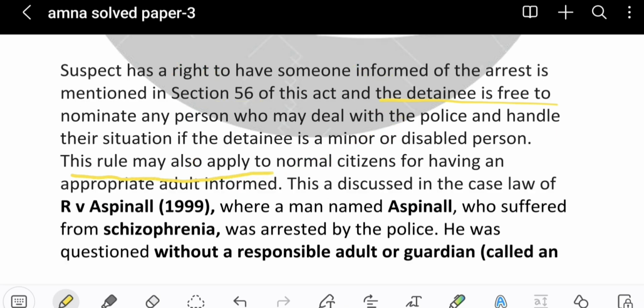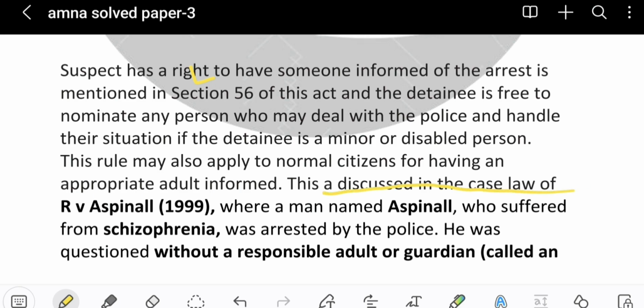This rule may also apply to normal citizens for having an appropriate adult informed. So basically, when you move to another line, you also have to say that this section is a rule that applies so that a normal citizen has the authority to have a proper adult informed. Suppose that citizen went to a police station and does not have the knowledge to deal with the police, to deal with the people in the police station, so that person has the right to call anyone who is an adult to deal with that matter.